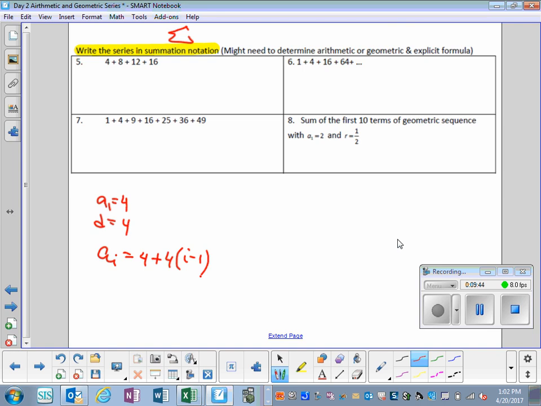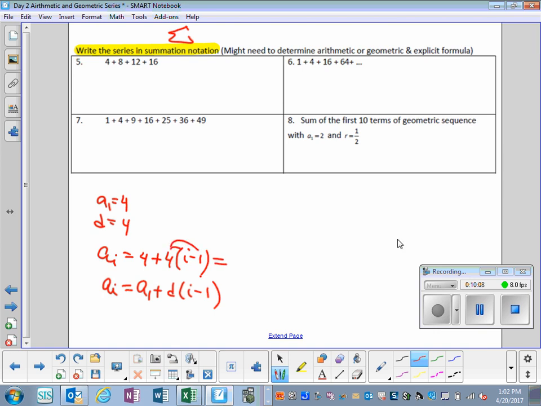I don't understand why you need to put it like that. Like 4 plus 4, then the parentheses i minus 1. The formula is a_i equals A1 plus d times i minus 1, right? So now I'm just replacing A1 with 4, d with 4. Now I will simplify this.